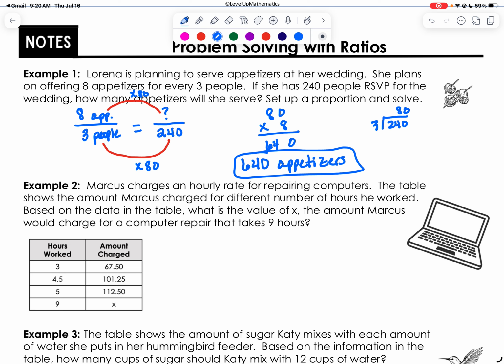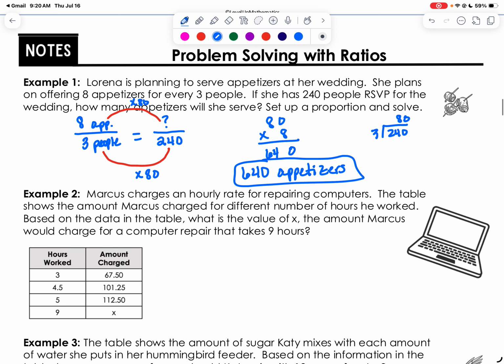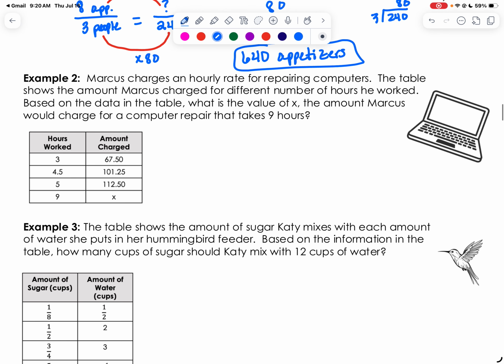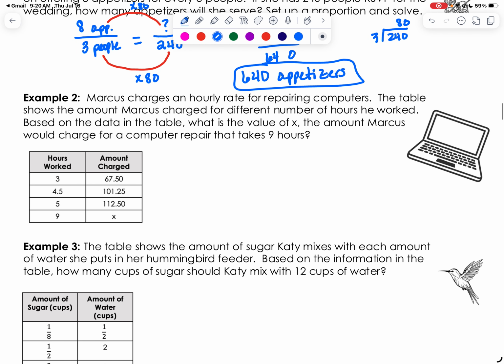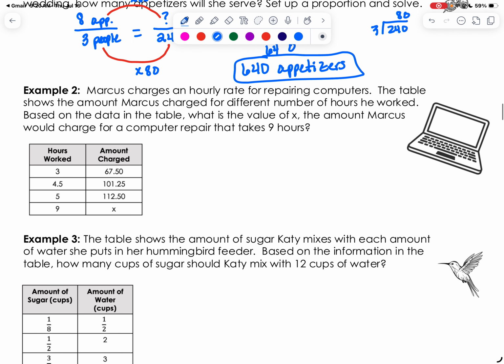Now, in our first example, we were given a situation where the ratio was given to us in words. In some problems that you solve, the ratios will be given to you in table form. So let's look at example 2.